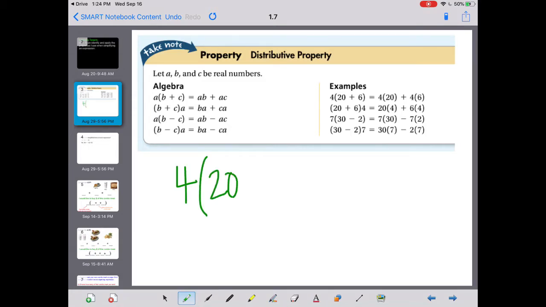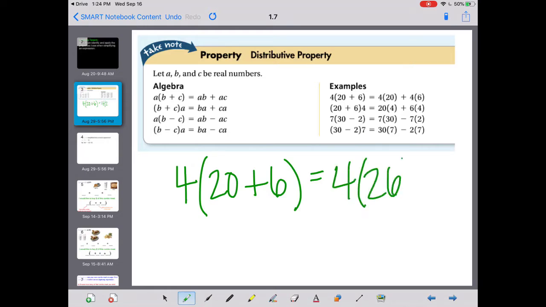They have 4 on the outside, 20 plus 6 on the inside. Okay, so because these are all numbers, you would add the 20 plus 6 and then multiply it by 4. And that would give you 104.